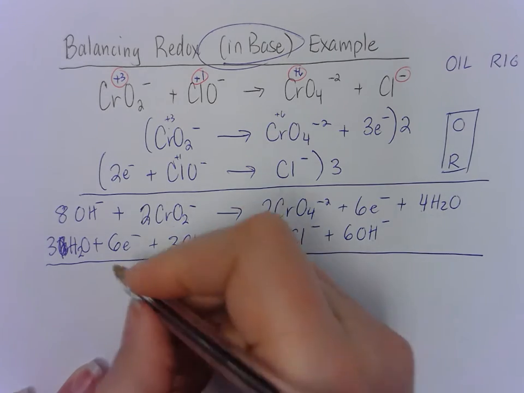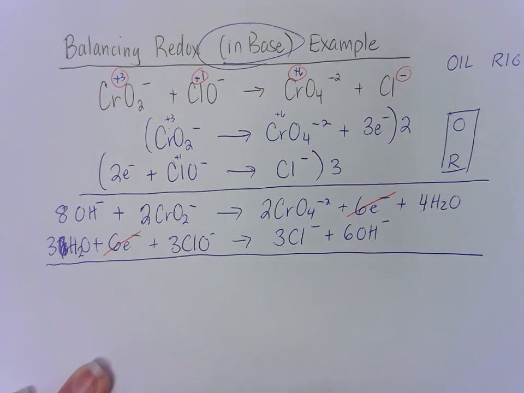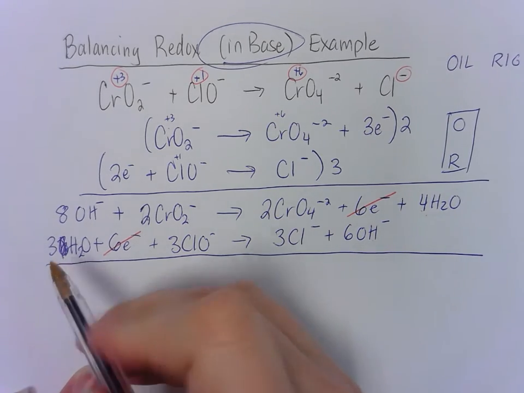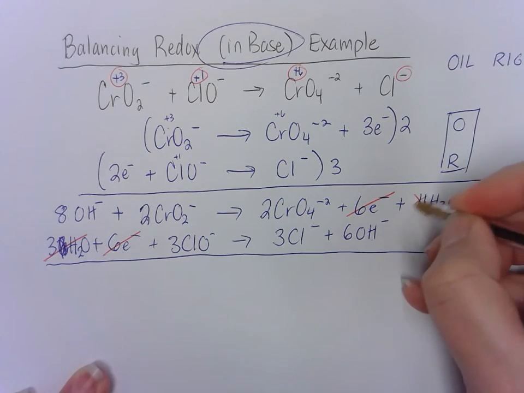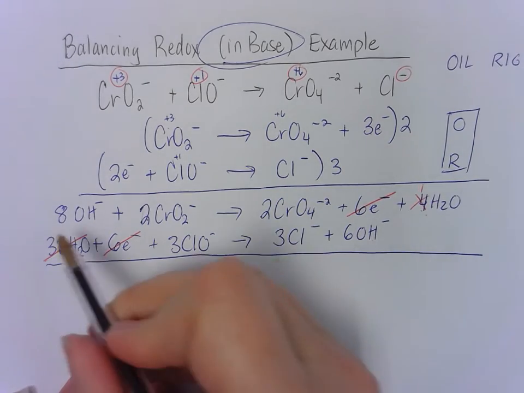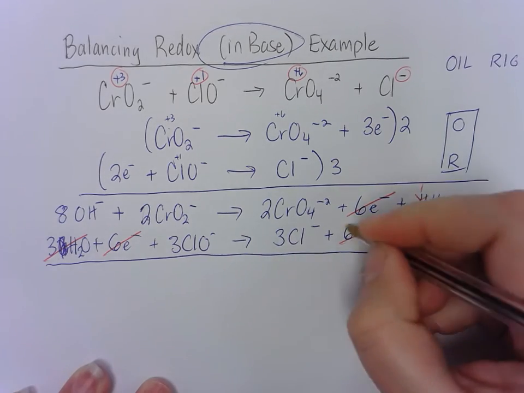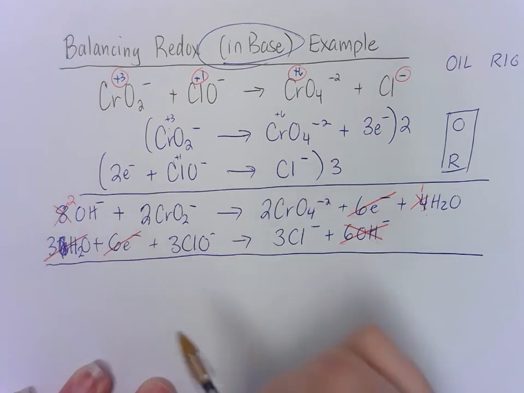We can and should cancel all of our electrons. There should be no electrons left transferring. We have 4 waters on the right and we have 3 waters on the left, so we're going to cancel that and reduce this number to a 1. We have 8 hydroxide on the left and 6 hydroxide on the right, so we're going to cancel this one and reduce this to a 2, and I believe everything else is canceled as needed.